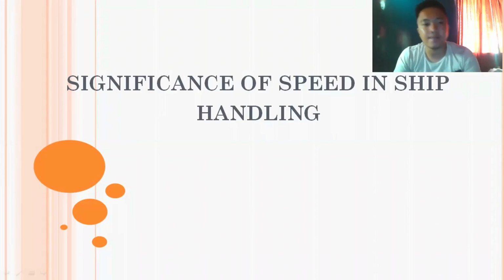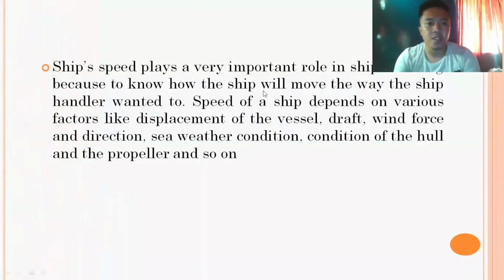Ship speed plays a very important role in ship handling because it determines how the ship will move the way the ship handler wants it to. The speed of a ship depends on various factors like displacement of the vessel, draft, wind force and direction, sea weather condition, condition of the hull and the propeller, and so on.